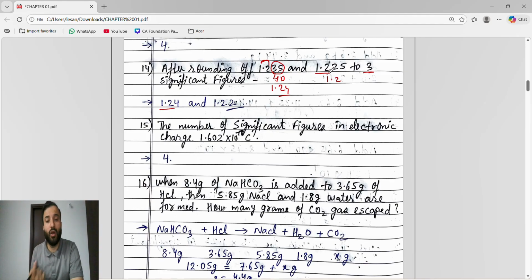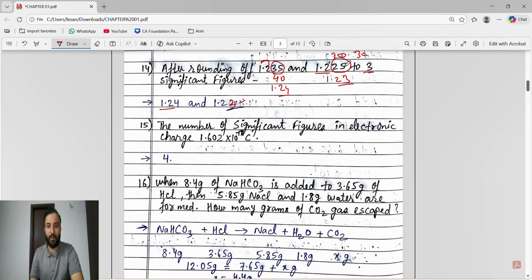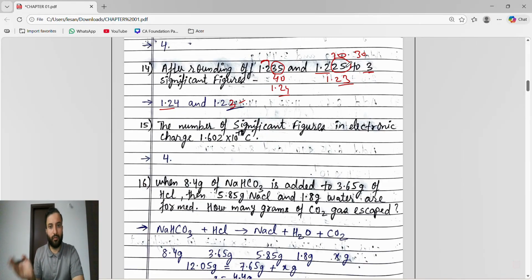For third, what we will do? We have to round off this 2. So 25 will round off to 30. So 30 means it will become 1.23. 25 will round off to 30. 1.23 guys. Sorry, 1.24 and 1.23 because 35 will round off to 40, so that's 1.24. This 25 will round off to 30, 1.23. Okay.